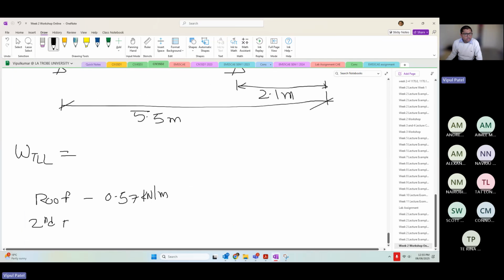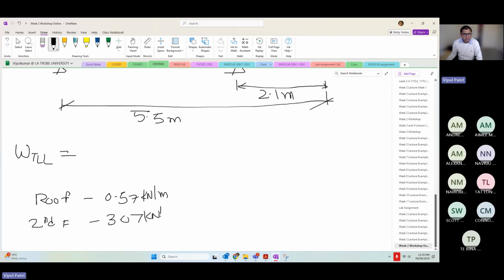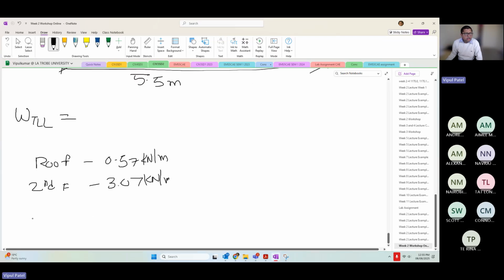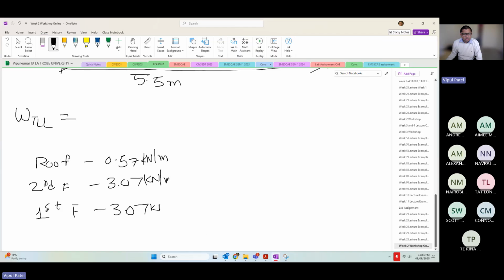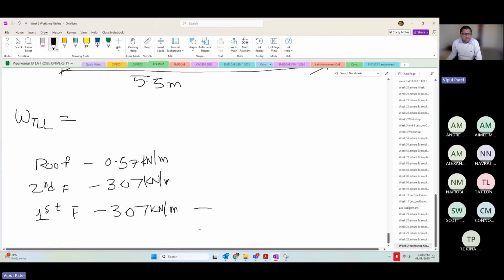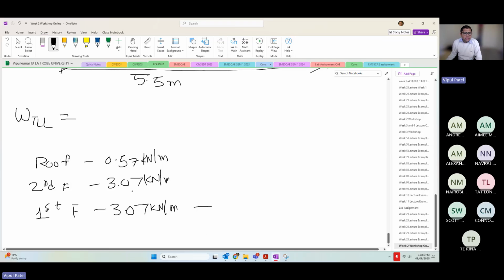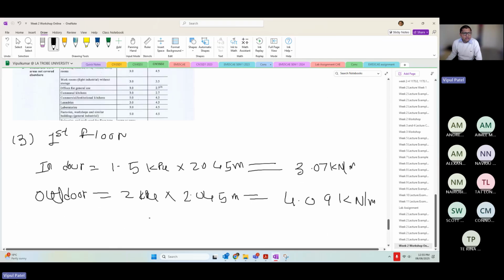Second floor is giving me 3.07 kilonewton per meter live load. Then the first floor has two aspects. One is 3.07 straight away, because it's the same people who live on the second floor. They can come down and these will have the same live load because they are the same kind of thing.